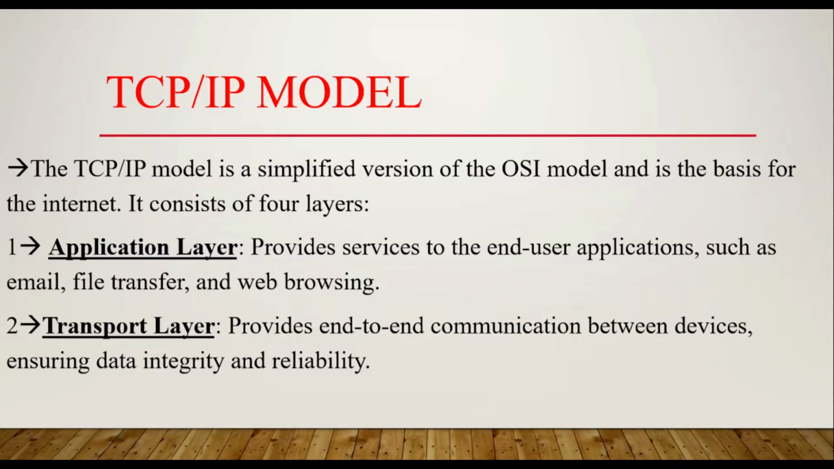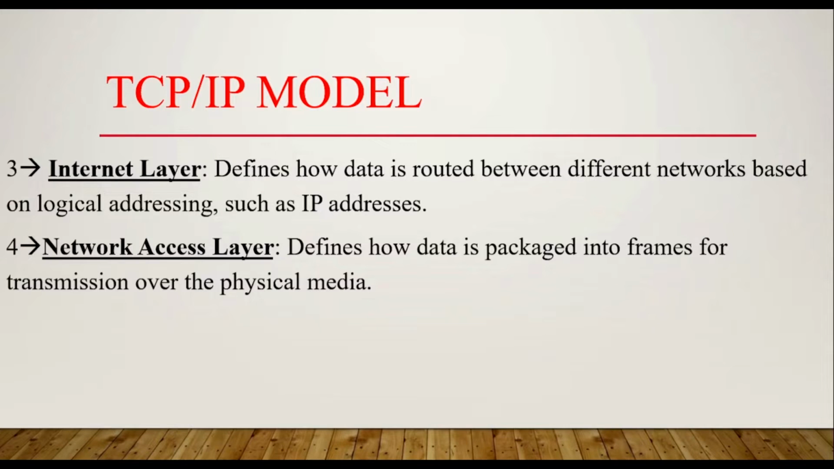Next is the transport layer. The transport layer provides end-to-end communication between devices, ensuring data integrity and reliability. Next is the internet layer. The internet layer defines how data is routed between different networks based on logical addressing such as IP addresses. Fourth is the network access layer. The network access layer defines how data is packaged into frames for transmission over the physical media.